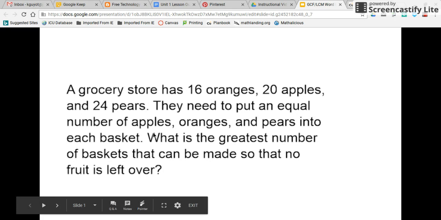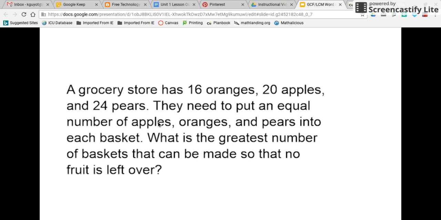So this problem says a grocery store has 16 oranges, 20 apples, and 24 pears. They need to put an equal number of apples, oranges, and pears into each basket. What is the greatest number of baskets that can be made so that no fruit is left over?